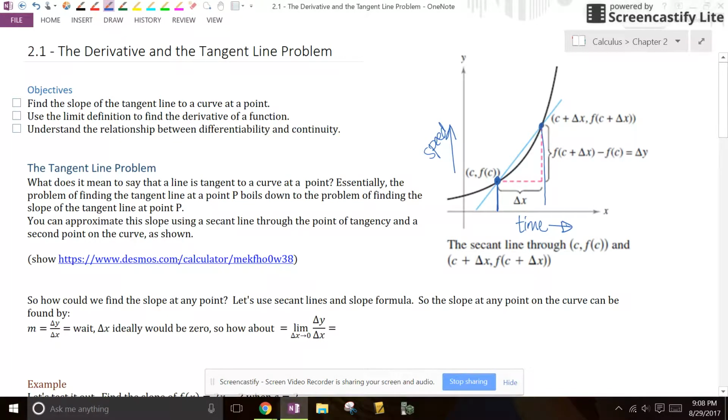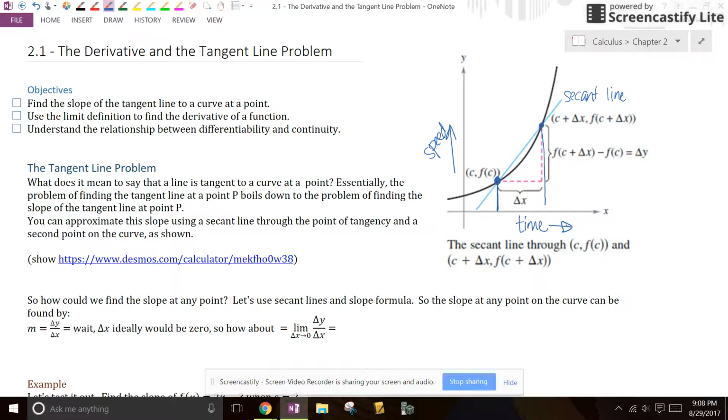And that line that we just created, that blue line there, is called a secant line. This right here is called a secant line. And a secant line, by definition, intersects the curve at 2 points. And that secant line will give us your average rate of speed for that time.